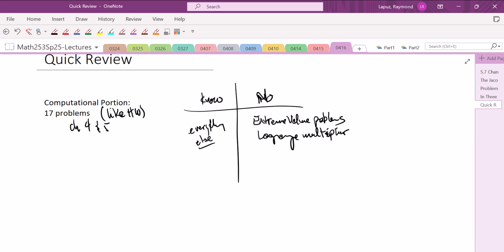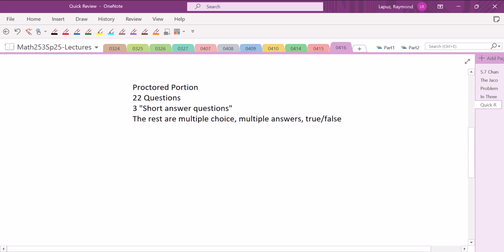Average values on there? Maybe. Is it like the probability average value? Oh, no. Okay. No probability average values. No, for sure. Oh, I'm just looking now. I said no Lagrange for the computational portion, but there might be Lagrange multipliers here.